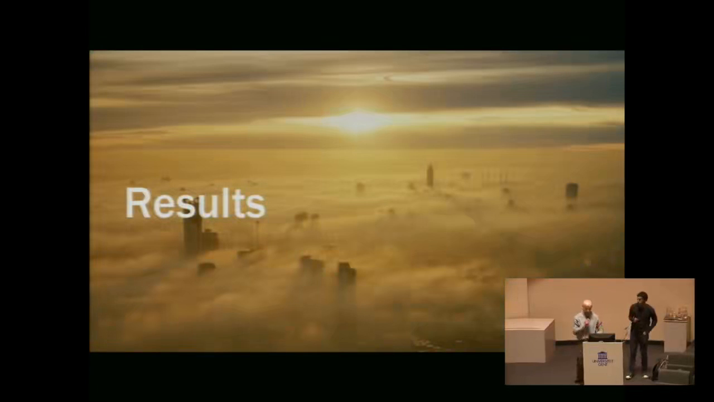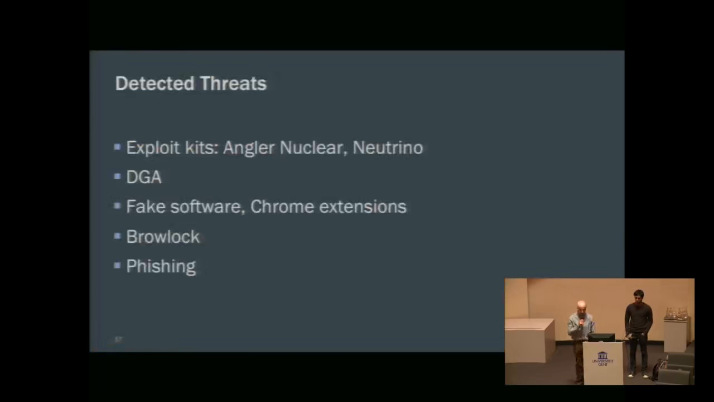So after giving an overview of the architecture and design of the system, I know you like to see results. This is the part that I find exciting. These are some of the types of attacks we catch. Like I said, exploit kits, the current ones like Angler, Nuclear, Neutrino, a lot of DGAs, also a lot of fake software, like the Chrome extensions and a bunch of other plugin extensions that you receive, and also a lot of spyware, scareware, executables. And then we also have the class of browser-based ransomware. And finally, we caught a lot of phishing campaigns with this system.